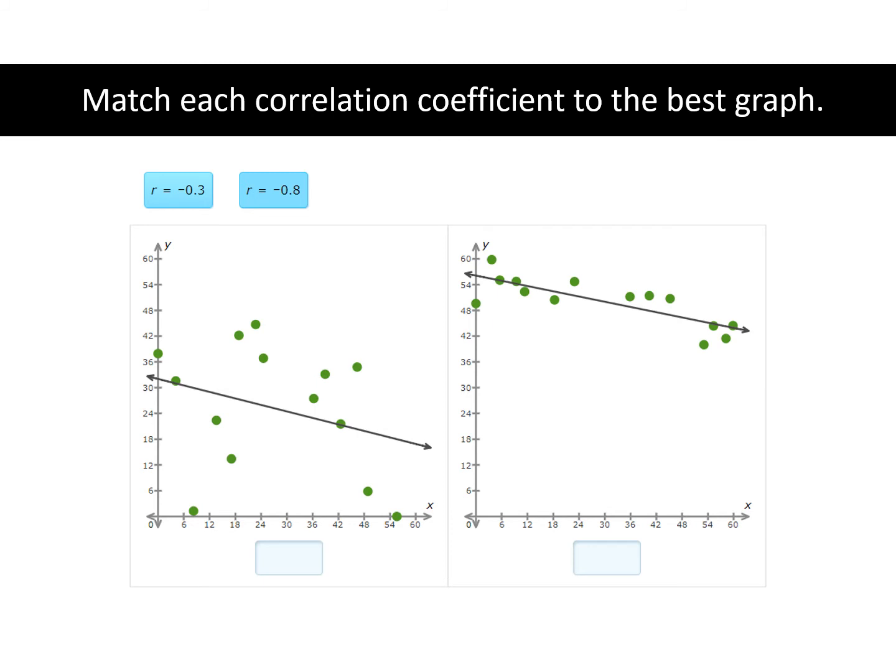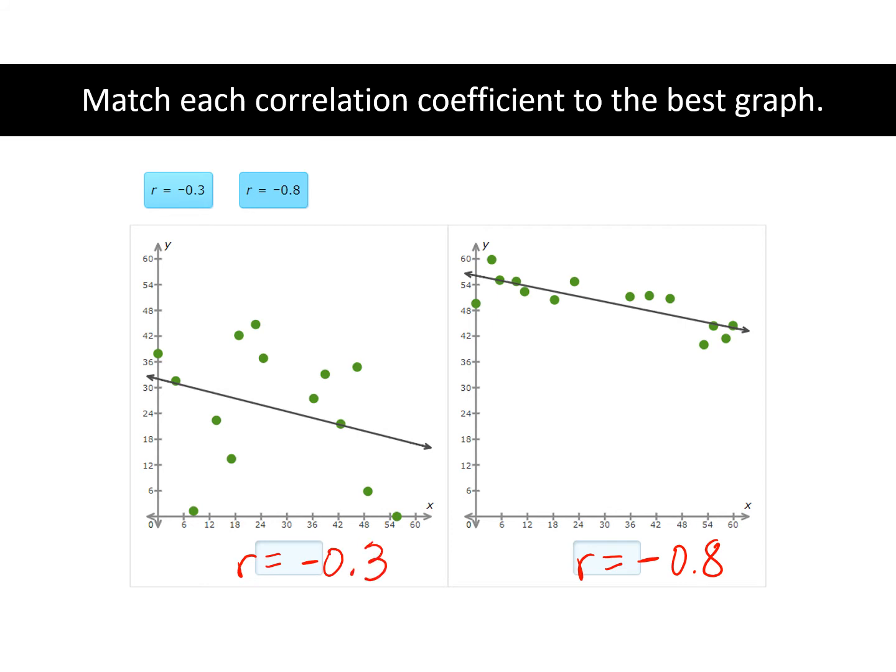So if you remember, your correlation coefficients range from -1 to +1, and the closer we are to that 1 or that -1, the stronger our correlation is going to be. So if we notice the graph on the right, the dots are much closer to the line. So that correlation coefficient should be closer to 1 than the graph on the left. The graph on the left, the dots are very spread apart. And so if we look at my two values, negative 0.8 is closer to negative 1 than negative 0.3. So the graph on the right would give me that correlation coefficient of negative 0.8, and the one on the left would be negative 0.3.